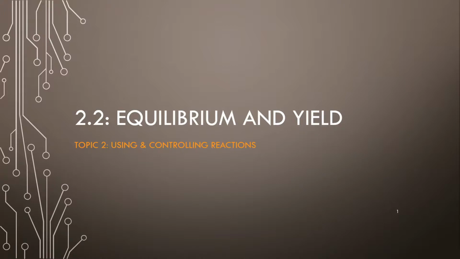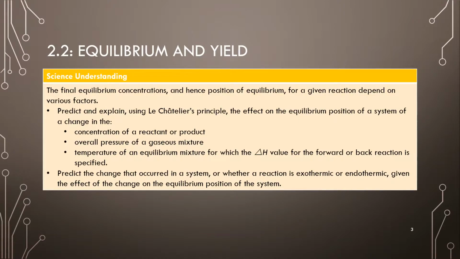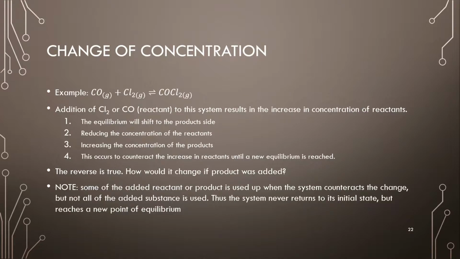In this video, we'll be focusing on the second table, which is on slide number 3, especially the changes that you can make: concentration, overall pressure if it's a gaseous mixture, and also temperature of an equilibrium mixture. We'll also look at the graphical representation of those changes and how the equilibrium position shifts. All right, we're going to jump on to the example that you can see on slide 22.